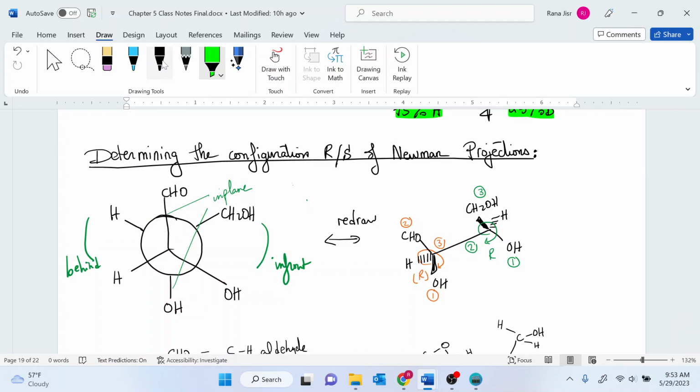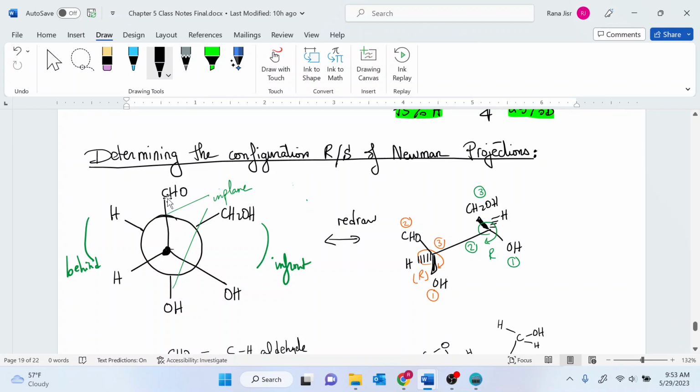We know that a Newman projection is around 2 carbons. So we're going to go ahead and draw the first carbon. The first carbon has the OH, which is in front, so you draw it in front. And it has the hydrogen, which is behind, so you draw the hydrogen behind. And then you have your aldehyde.